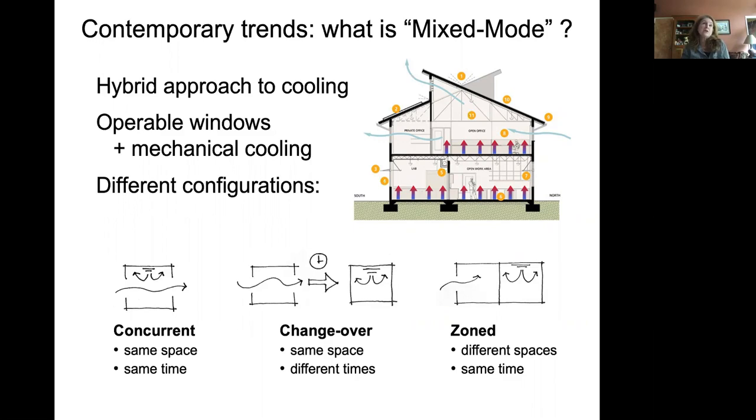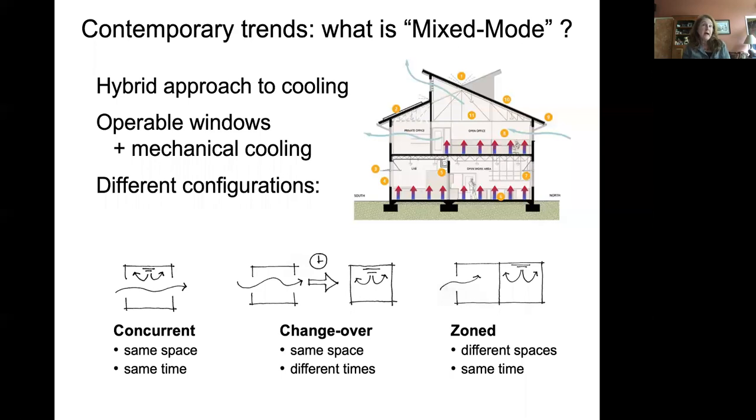So the typologies of mixed mode are shown on the bottom here. On the bottom left, concurrent. That's what people usually first think of, is that the same space, same time, that the windows are open and the air conditioning is operating. And yes, while it's true that in the moment when they're both operating, that can be an energy loss, but just because it's designed to operate in the same space in the same time, it doesn't mean they're necessarily always operating at the same time.